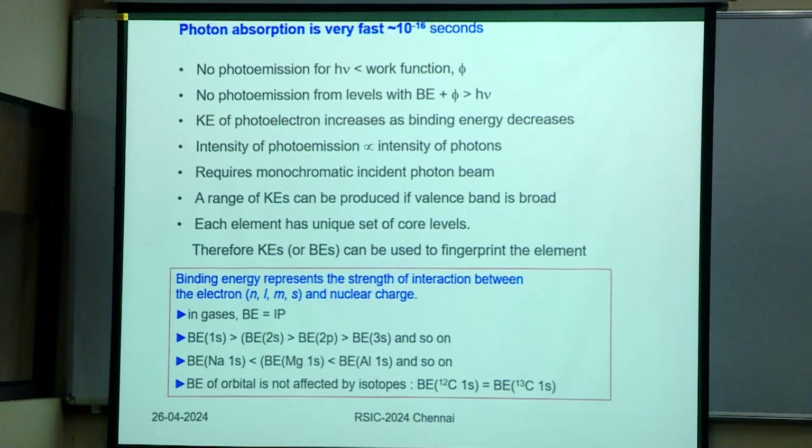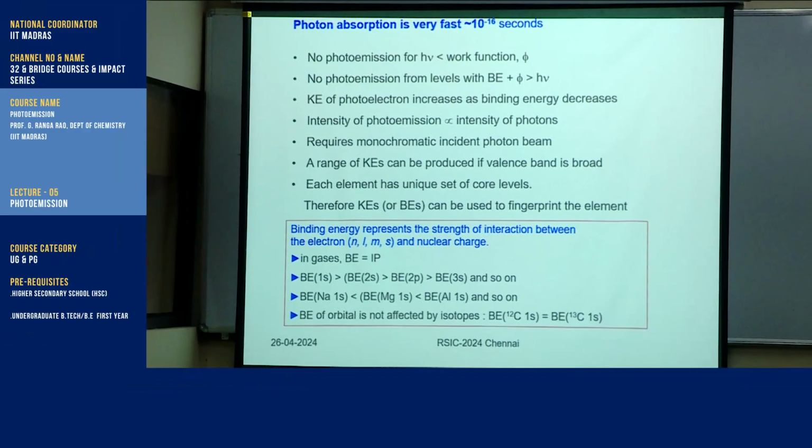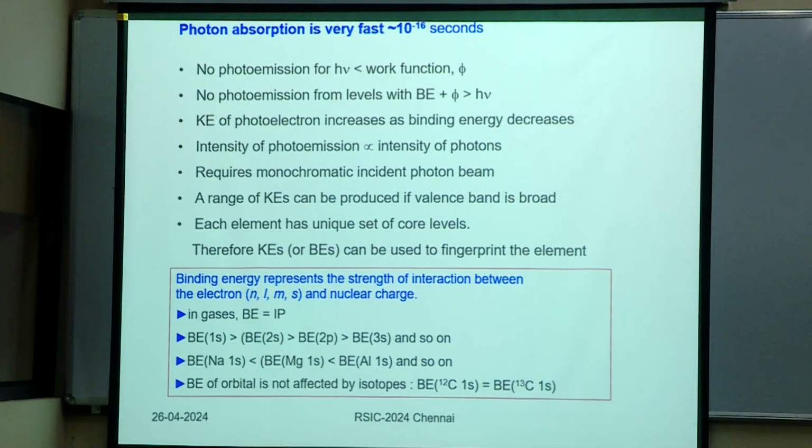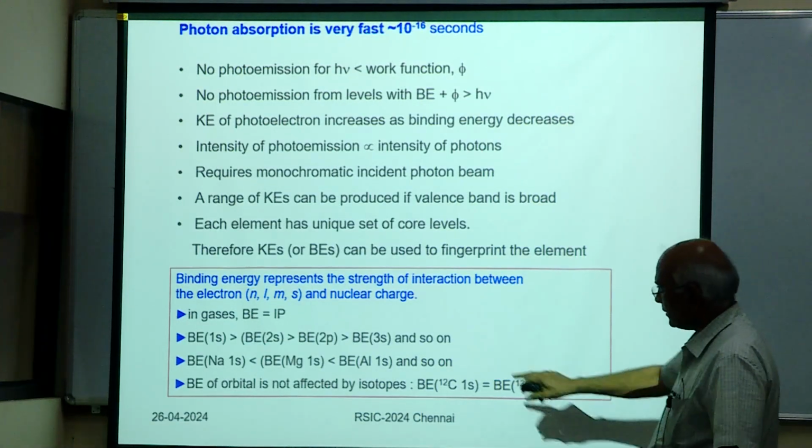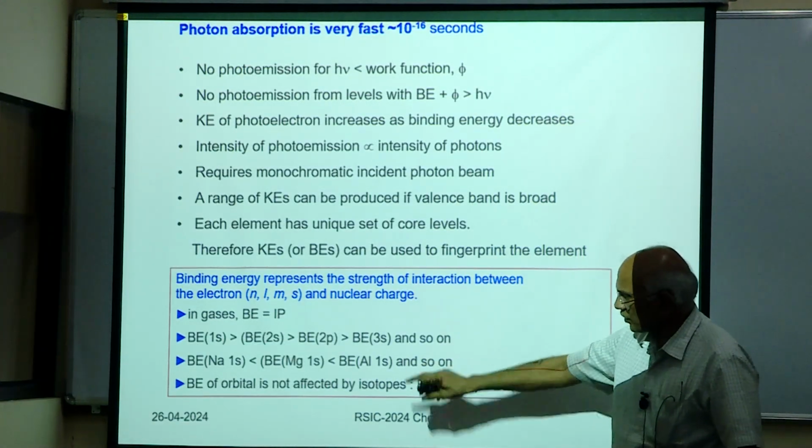So it follows the electronic structure of the atom. You recall that electronic structure they must have taught you, right? The proof of the electronic structure that you are learning is nothing but photoelectron spectroscopy. Photoelectron spectroscopy can give you the proof for that. Now come to the next one.